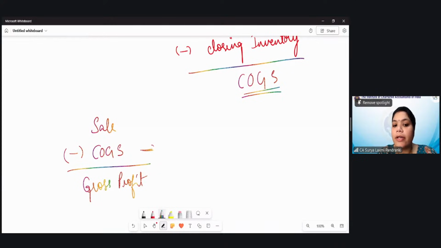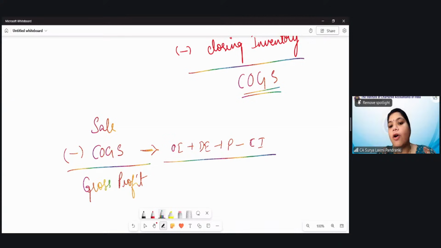And what is included in cost of goods sold? Your opening inventory, your direct expense, your purchases minus your closing inventory. So all these are included in your cost of goods sold, right? So when you're determining your gross profit, inventory is such a thing that without this, you can't determine the exact gross profit. That is for sure.